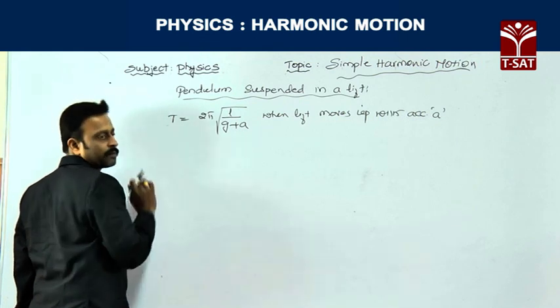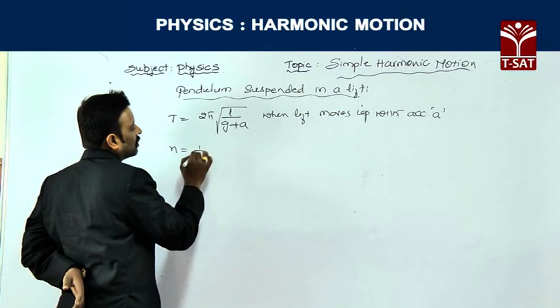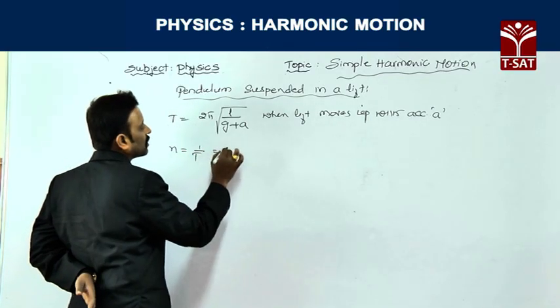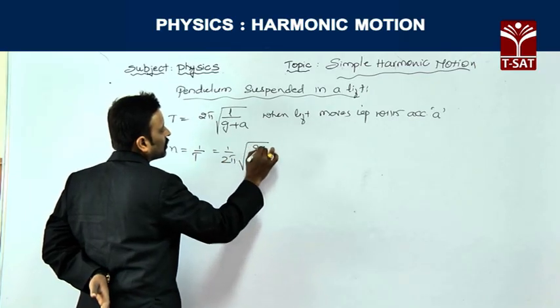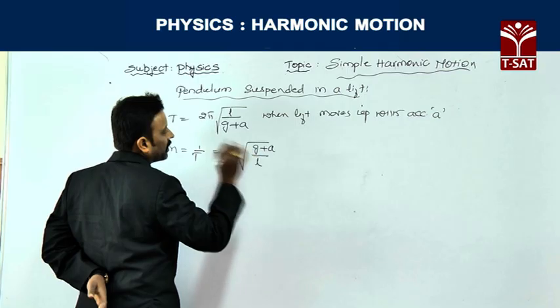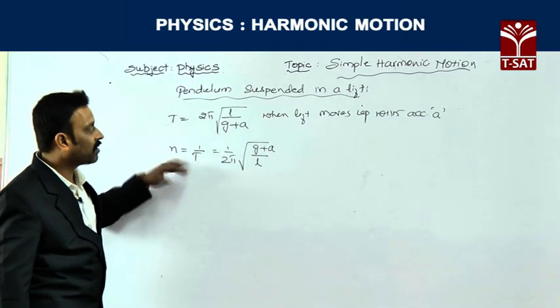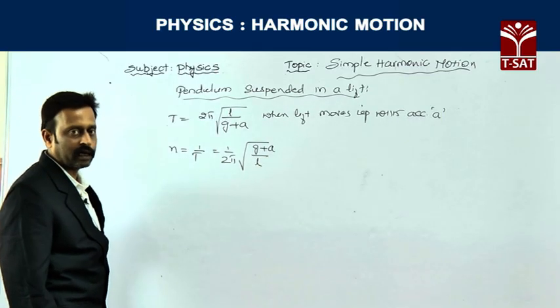As this is the time period, what is the frequency formula in this case? Frequency is the reciprocal of the time period, that is 1 by 2 pi under root g plus a by L. The formula for frequency when the lift is advancing in upward direction with a uniform acceleration a.